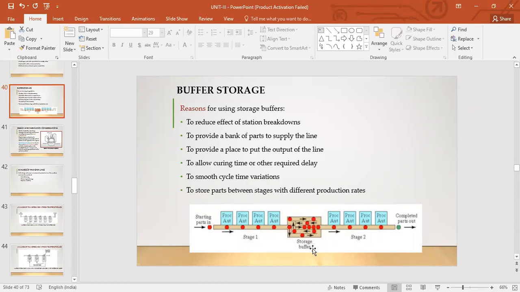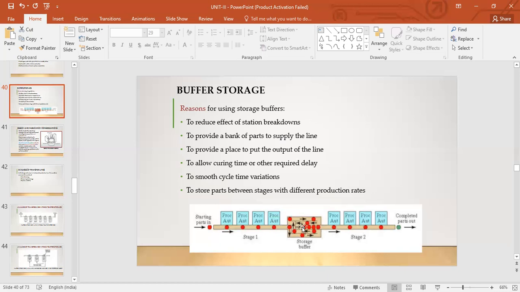Storage buffer, as it says, you're going to store parts in it, so that if stage one is not working, stage two will continue to work because you already have parts in the buffer storage and it will take from that. Okay, and vice versa, stage two could be down and stage one is processing. So if you don't have a buffer storage, these parts will be blocked here, right? They will not be able to move here because these workstations are not working.